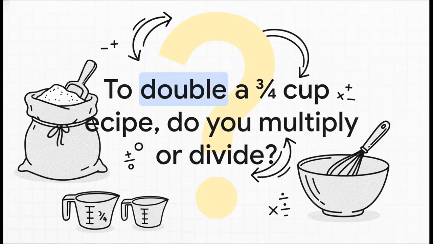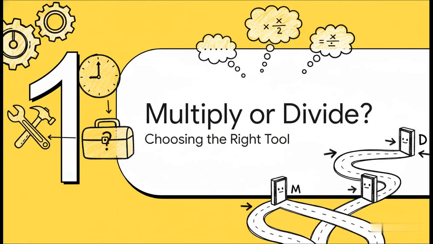You've got a recipe that needs 3/4 of a cup of flour, but you need to double it. What do you do? I mean, it feels a bit like addition, because you need more, but that word double suggests something else, right? Well, stick with me, and by the end of this, you'll not only know the answer, you'll understand exactly why it's the right one. See, it really all comes down to choosing the right tool for the job.